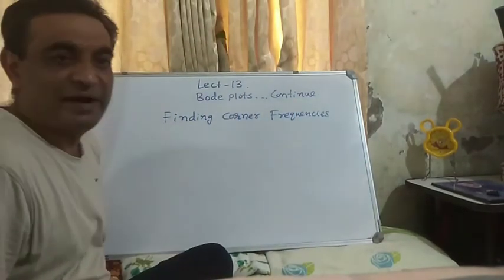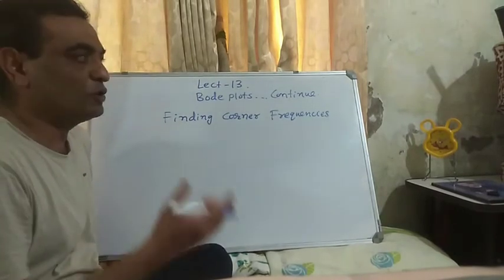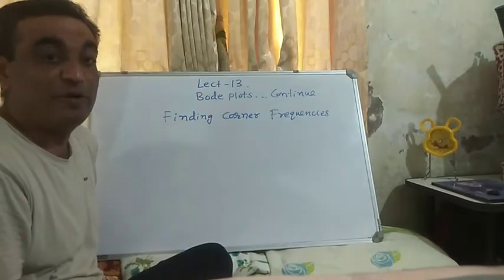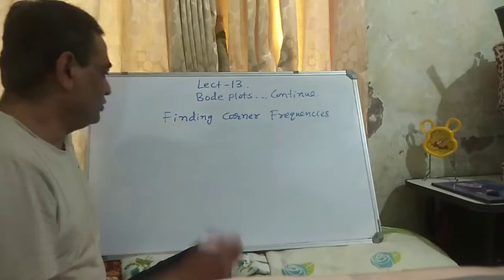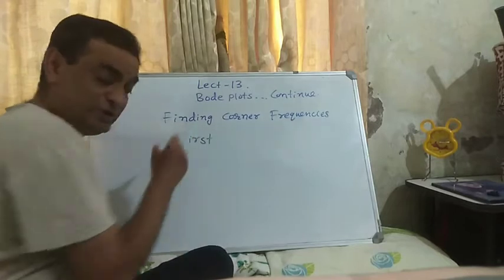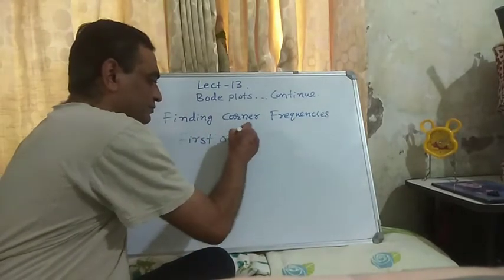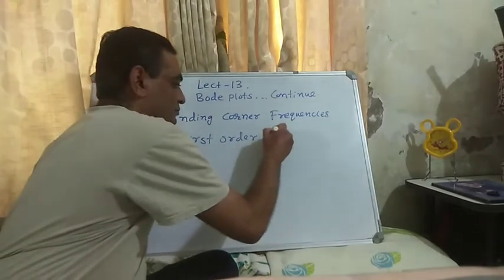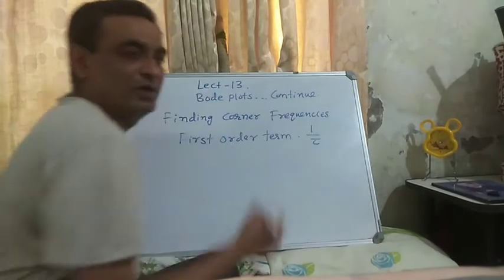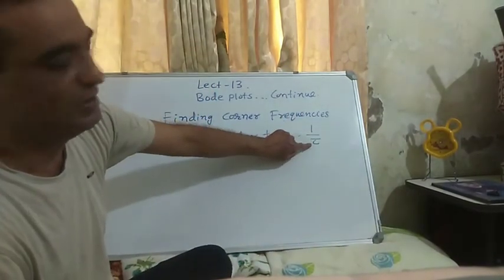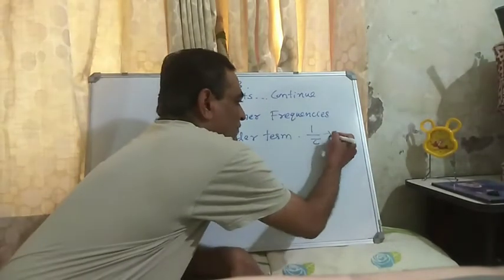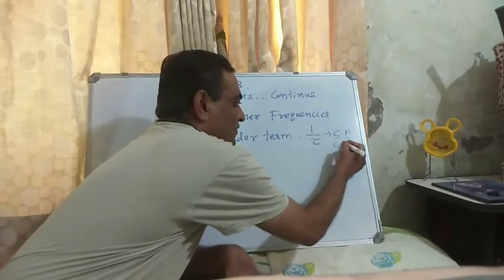Let us find the corner frequencies. The corner frequencies are contributed from different first order and second order terms in the open loop transfer function. If the corner frequency is contributed from a first order term, then the corner frequency is 1 by tau. Note that tau has the unit of seconds, and 1 by second is frequency. So 1 by tau is the corner frequency.